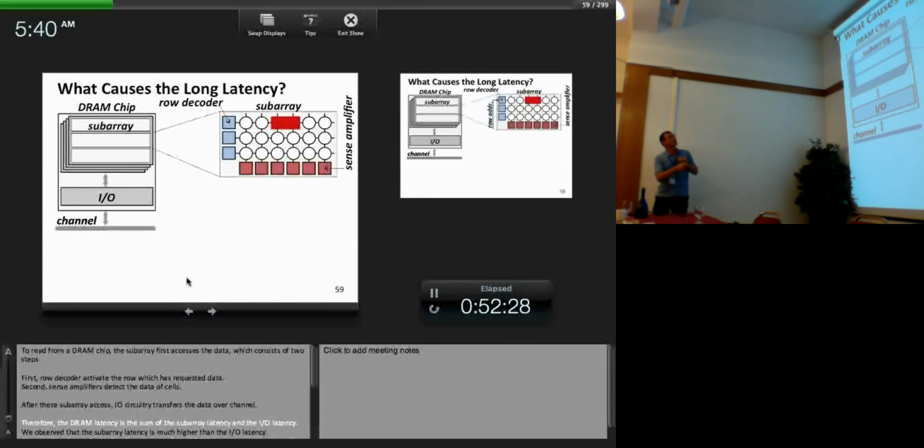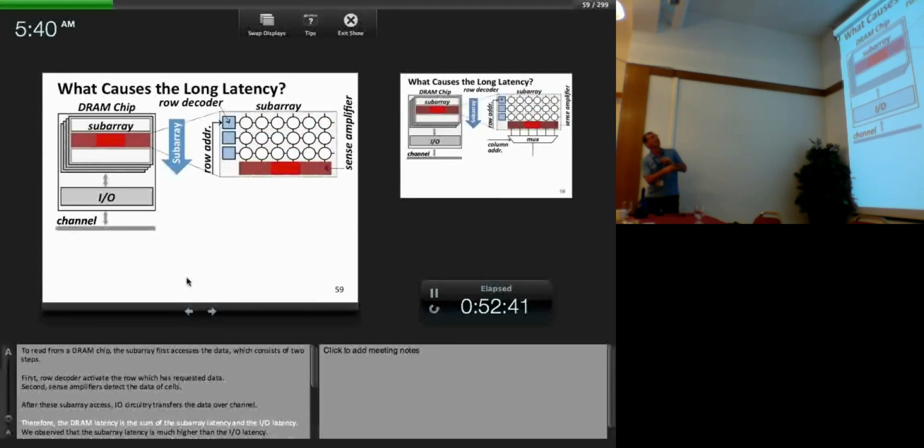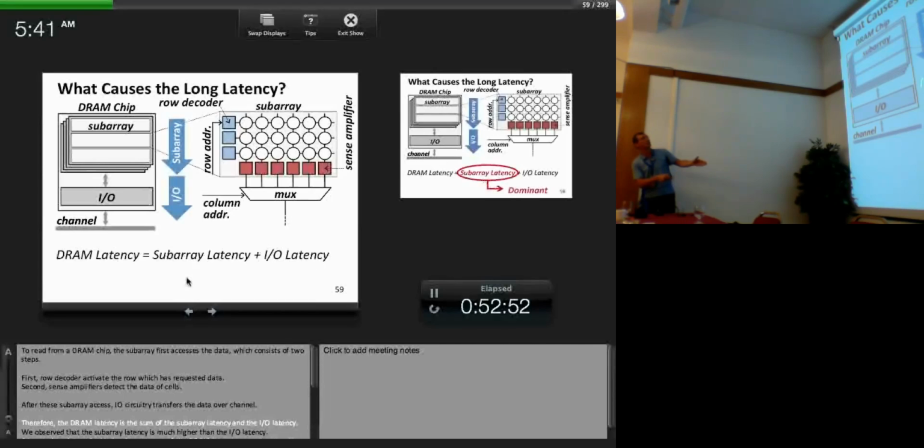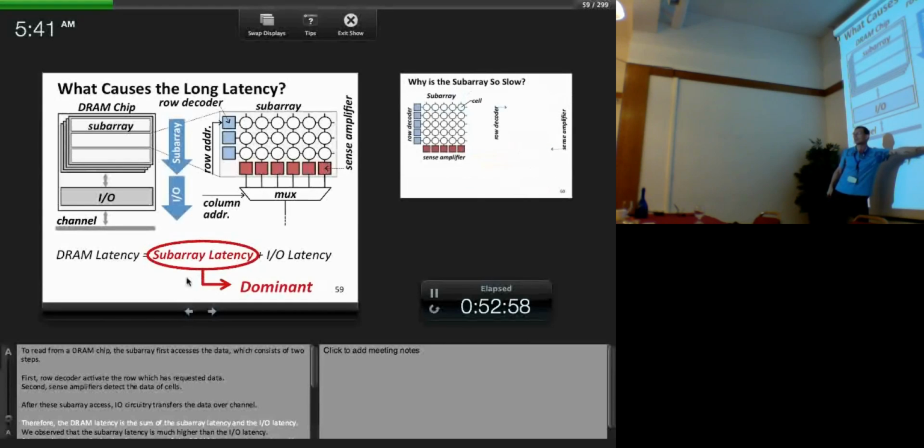So you have the row decoder. If you want to access a cache block, if you want to access a column, basically it's mapped over here within the subarray, a part of this row. What happens is you supply the row address, the row gets activated, and after that, that's the subarray access latency. And after that, you have to supply the column address, and the DRAM chip muxes out the data and sends it back. And I'll call this the I/O latency. And the DRAM latency at a coarse grain can be abstracted as subarray latency plus the I/O latency.